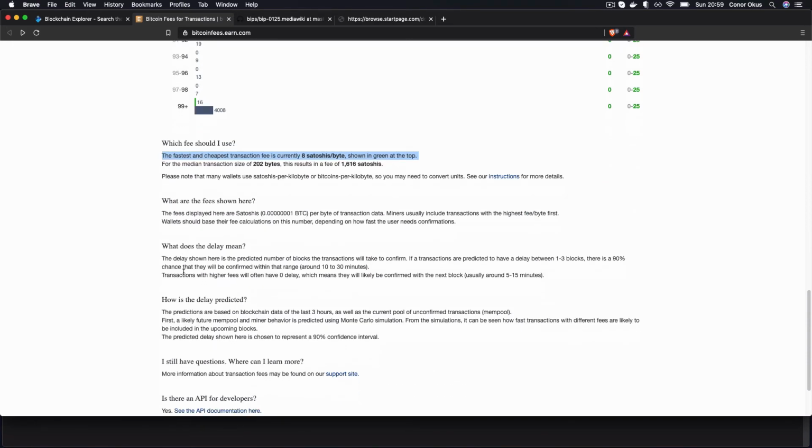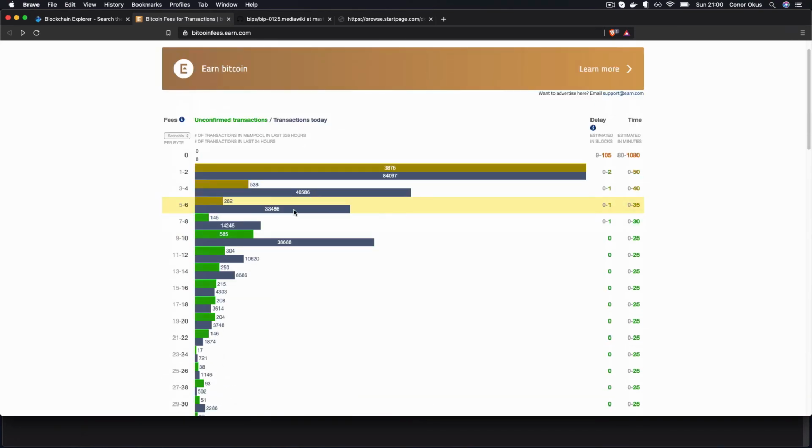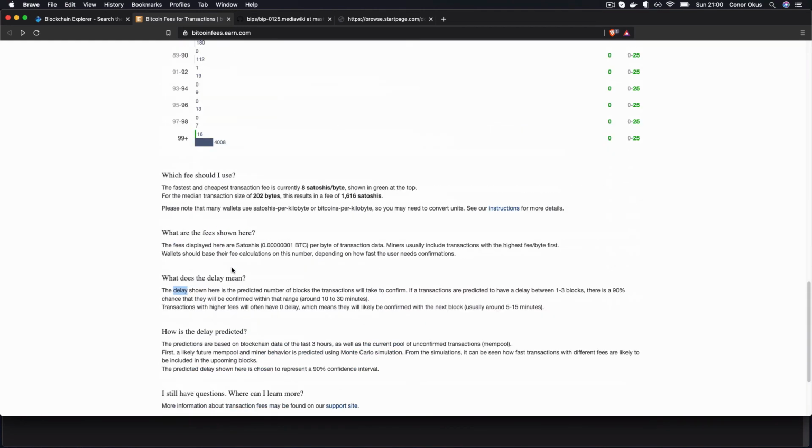So at the minute, 8 satoshis is the fastest and cheapest way to send Bitcoin. And this bit is quite important as well. The delay shown here is the predicted number of blocks that transactions will take to confirm. If transactions are predicted to have a delay between 1 and 3 blocks, there is a 90% chance that they will be confirmed within that range, around 10 to 30 minutes. So you can just wait for it to clear, and given some time, it will appear in a block, potentially 1 to 3 blocks in the future.